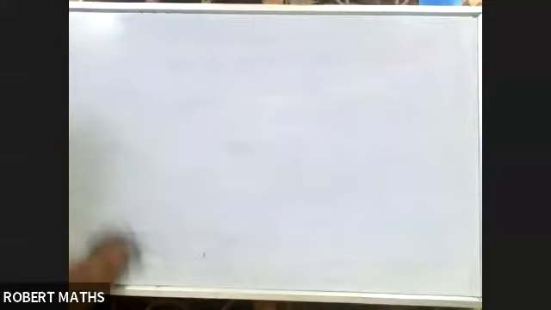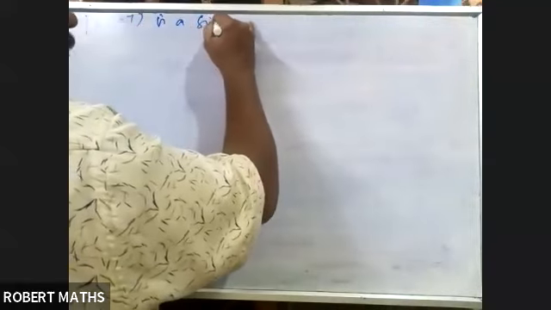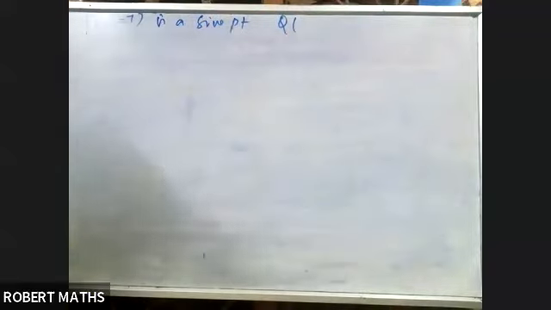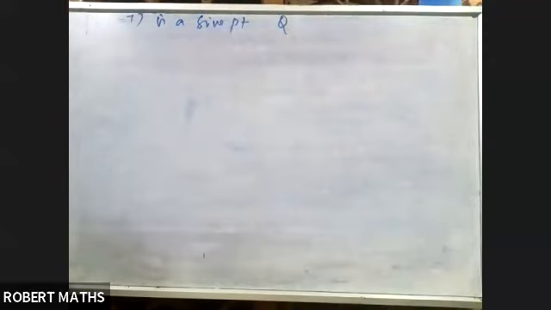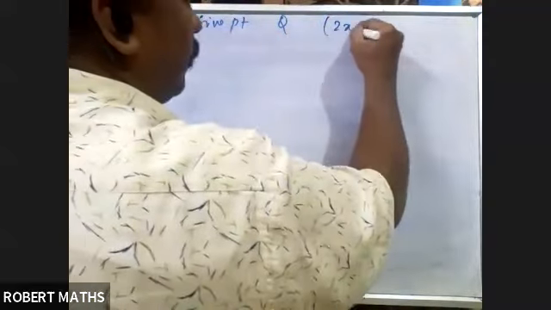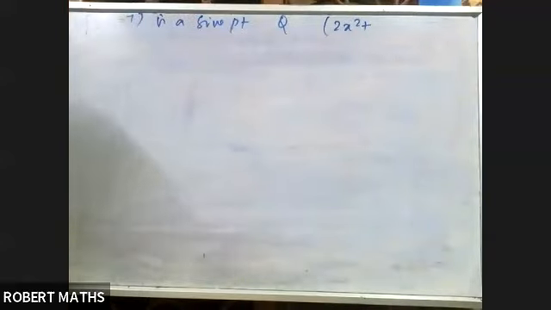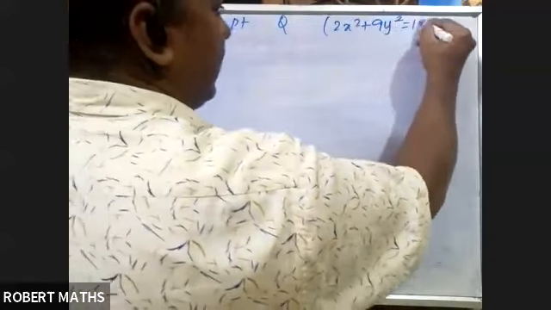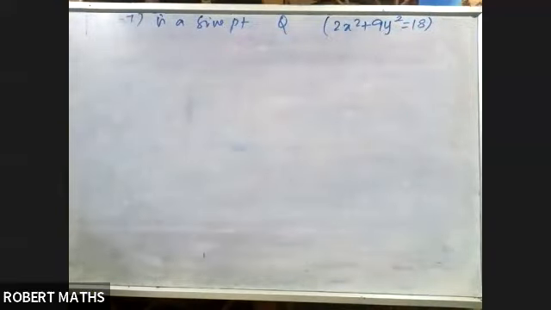Moving on to the next one. Quickly, please take down the next problem. If P is the point 2 comma minus 7, a given point, and Q is a point on 2x square plus 9y square equals 18, then find the equation of the locus of the midpoint of PQ.